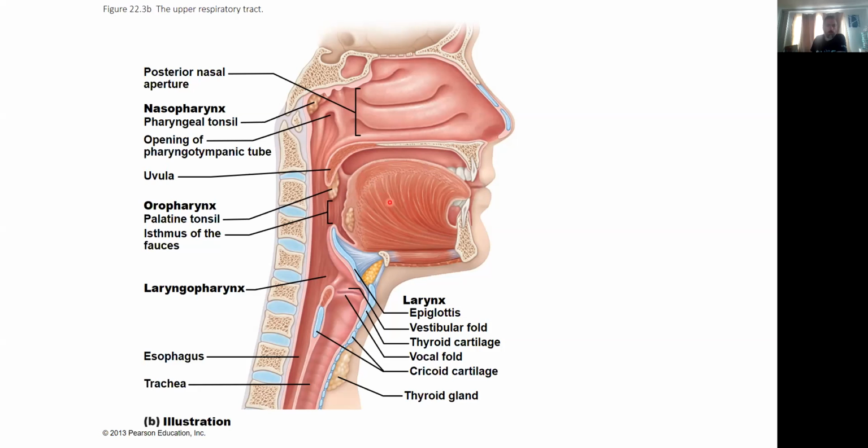We can do this with the tongue, okay? We can do this with the uvula. There's a couple of different ways that we manage to make that happen. So we can isolate our mouth from the rest of this passageway. It's how we breathe with things in our mouth, basically.